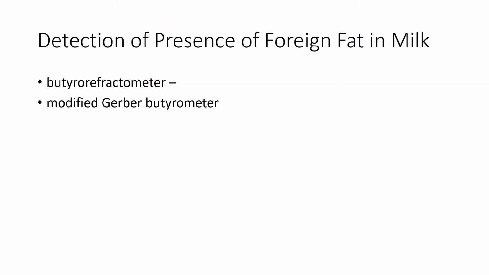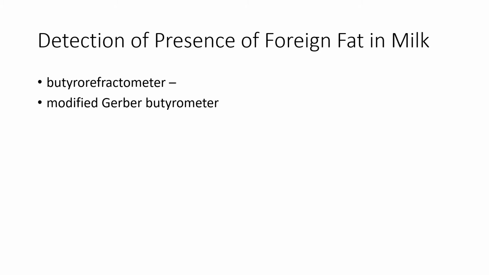So next, you know that each cow's milk differs in the chemical constituents and also the nutritional constituents. So how do you detect foreign fat in the milk? There is a meter called the butyro-refractometer and also the modified Gerber butyrometer. Just remember the names. This is used to detect the fat levels, also various kinds of fat, and you should be knowing these two names.